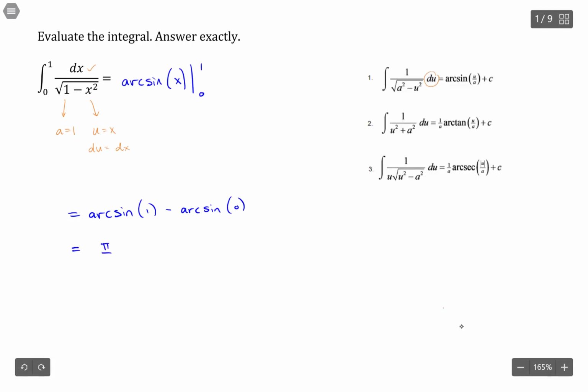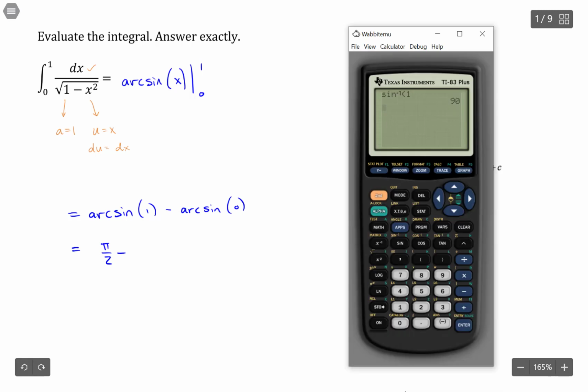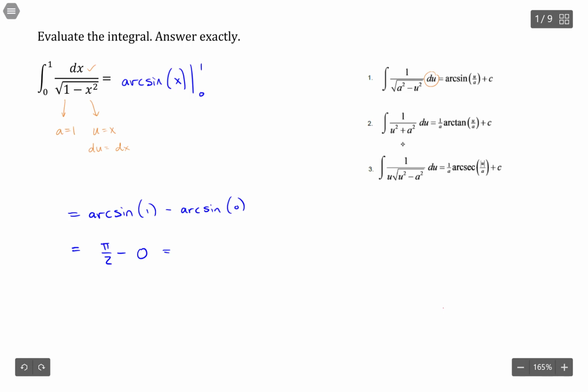So this is pi over 2, and then arcsine of 0. Well, that one you should probably know because the sine of 0 is just 0, so the arcsine of 0 is just 0. So this is pi over 2 minus 0, which is pi over 2.